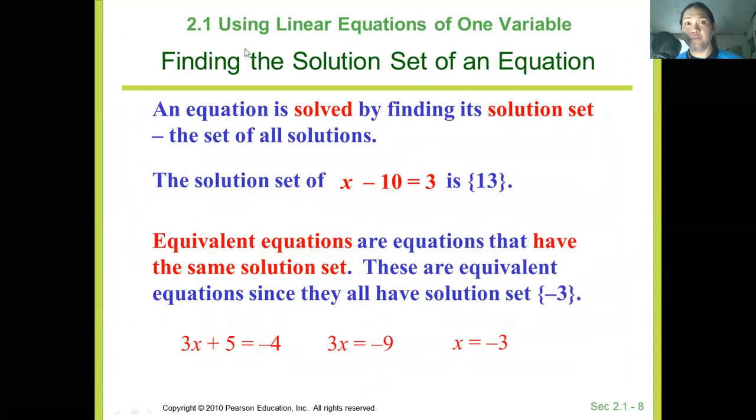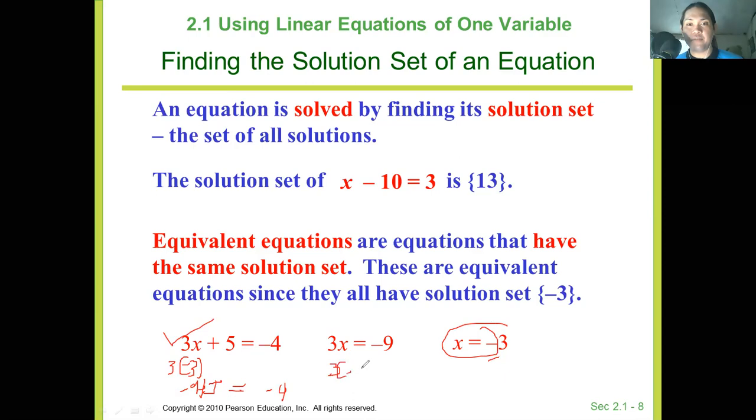Let's try to solve. This one, we just substitute -3 in here. Multiply -3 by 3. That gives you -9 + 5, which gives us -4, correct? So -3 is a solution to this equation. What about 3x = -9? 3 times -3 equals -9. Yes, it is -9. So this is also a solution to this equation.